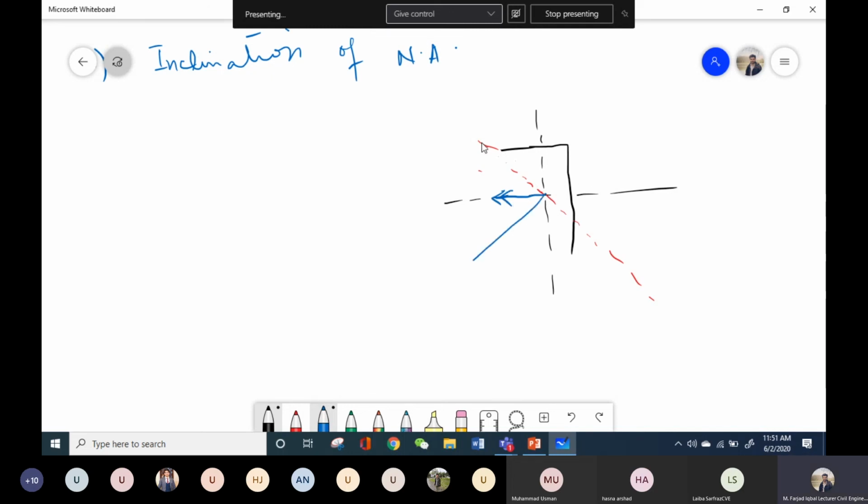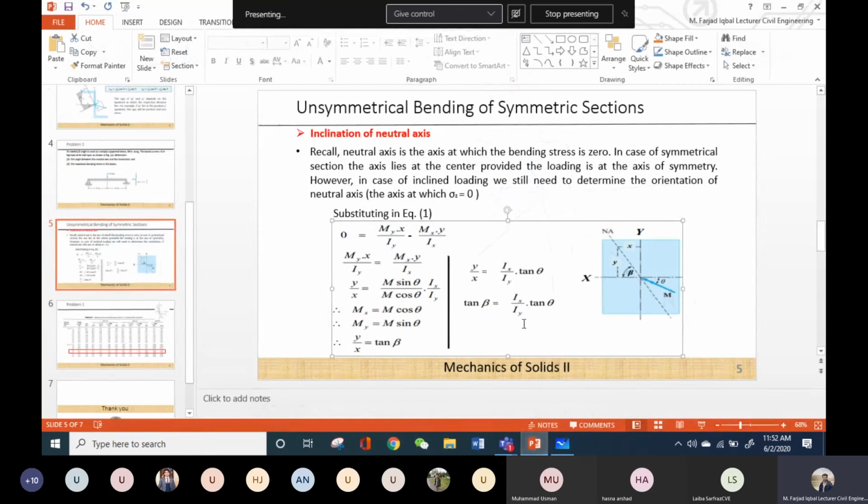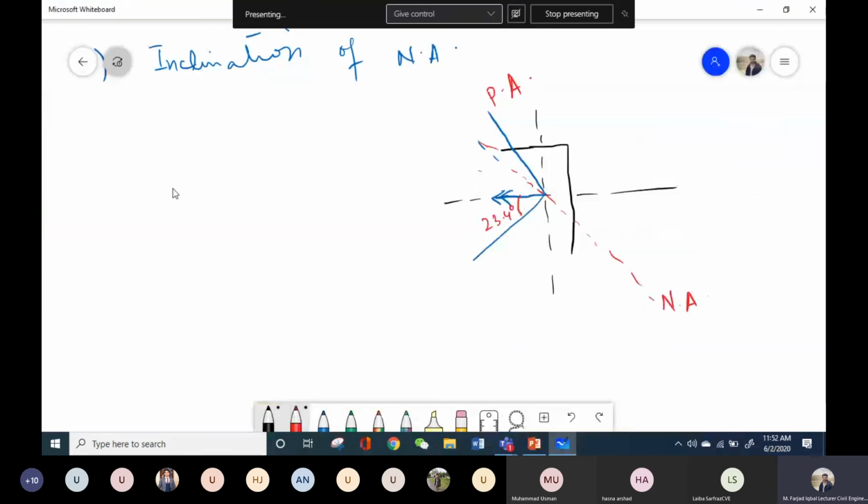And this is my principal axis as well. So these axes which I have shown by the blue lines are my principal axis. This red line is the neutral axis. These are the principal axis. So I know the orientation of this moment, that is 23.4 degrees. So if you look into this figure, which things you need to calculate, or this is my formulation, that is tan beta is equal to Iy over Iz into tan alpha.